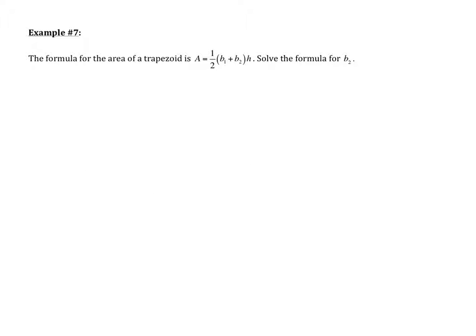Example 7 is our last example and also our hardest example. The formula for the area of a trapezoid is A equals 1/2 times B1 plus B2 times height. Solve the formula for B2. This formula should be familiar from last chapter, but this time we're trying to isolate the B2. Okay, so the first thing we're going to do is write down the equation so I know what I'm working with.